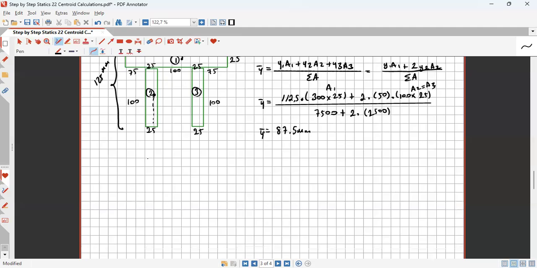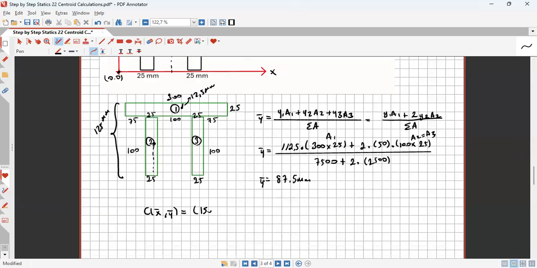To conclude our solution, the x and y coordinates are as follows. Our x coordinate is found to be 150 millimeter, and our y coordinate is equal to 87.5 millimeter.